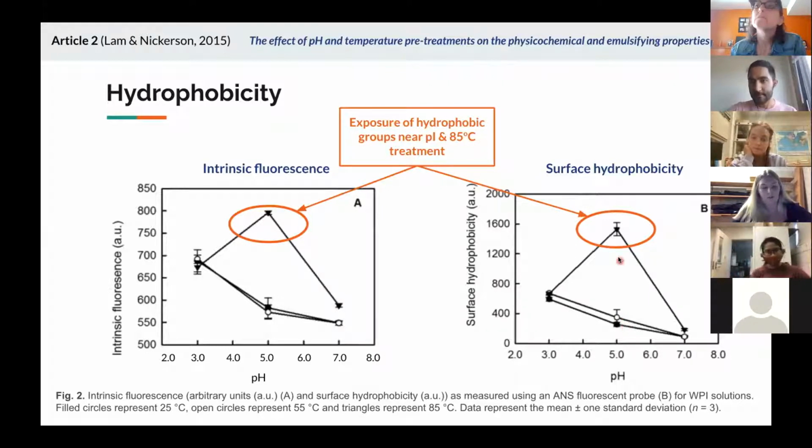The highest surface hydrophobicity is with the 85 degree treatment at pH 5, and that's likely due to the low net charge near the isoelectric point, then unfolding of the tertiary structure, exposing hydrophobic groups, which then interact with the probe. And on the other hand, the reduced fluorescence or reduced surface hydrophobicity can be attributed to the greater surface charge at pH 3 and 7.